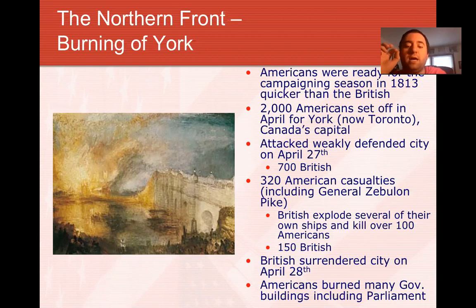British surrendered the city on April 28th. So what happens here? The British surrendered the city. The U.S. campaign here seems that it has worked. Americans end up burning many government buildings, including Parliament, right? They're going to burn these government buildings, take them to the ground. You can see some in the image to the left here. The American campaign here, the burning of York, seems to be effective. It seems to have worked. So the Americans seem ready for what's ahead.